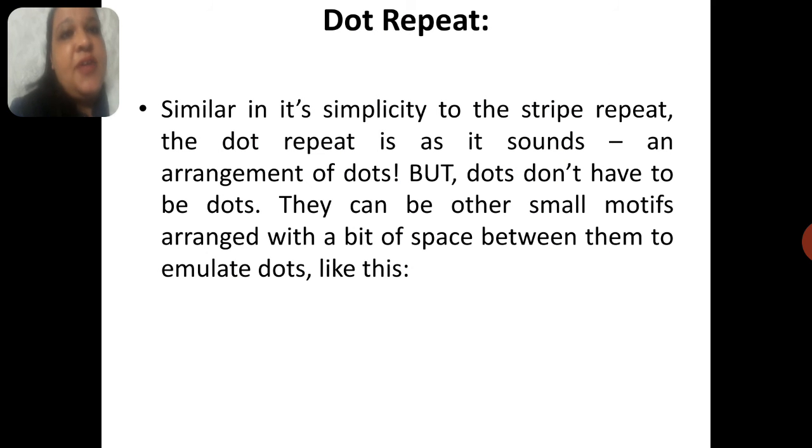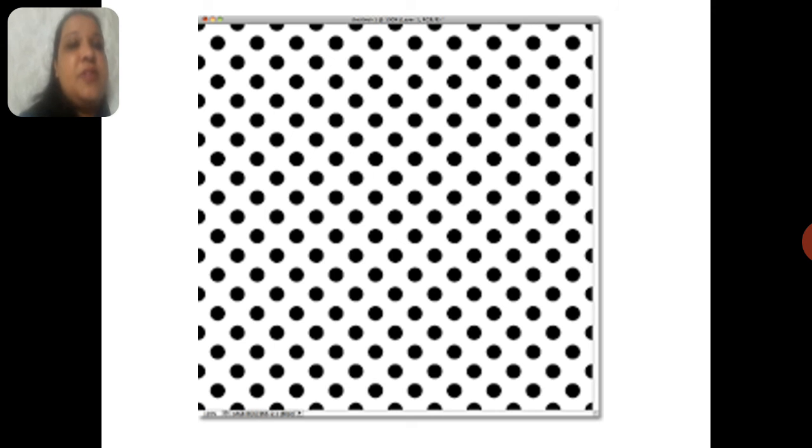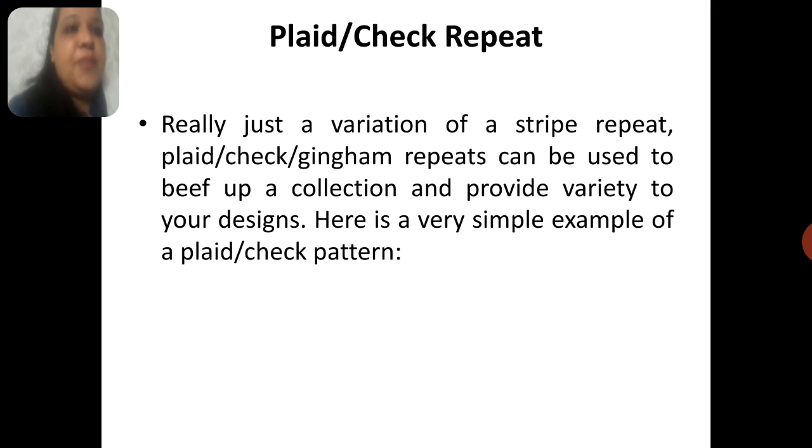Dot repeat. Similar in its simplicity to the stripe repeat, the dot repeat is, as it sounds, an arrangement of dots, but dots do not have to be dots. They can be other small motifs arranged with a bit of space between them to emulate dots, like this. This is the dot repeat.